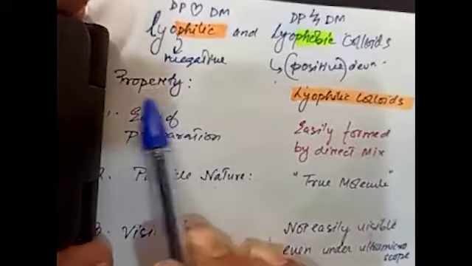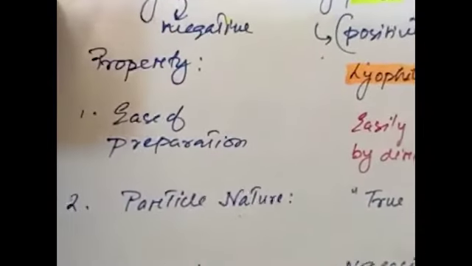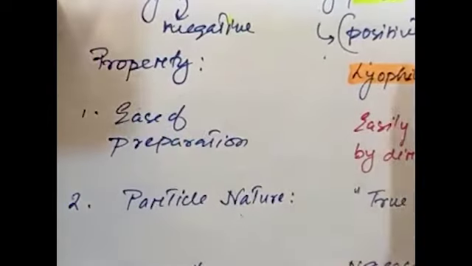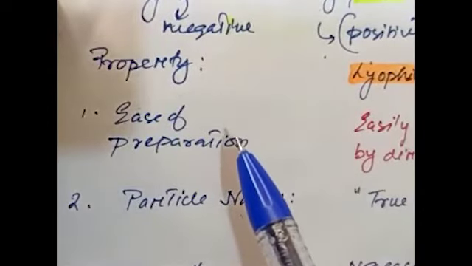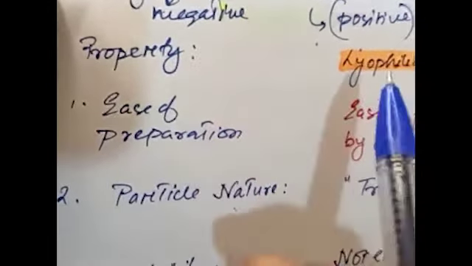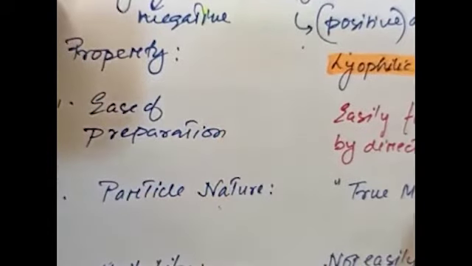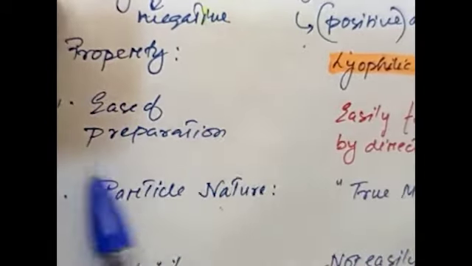Next, properties. What are the properties? Ease of preparation. What is the ease of preparation of lyophobic and lyophilic sols, or such kind of colloids? Colloids can often be referred to as sol. It means colloids only. Ease of preparation means how quickly they can be made.